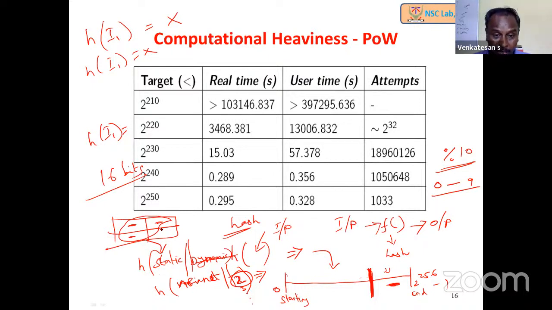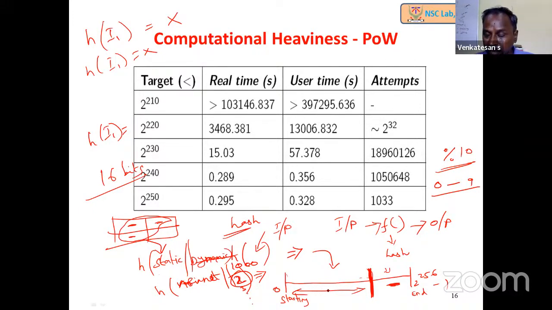And now this dynamic part is part of the block header. So what is going to be here? Let's say now, when I am changing my dynamic part, the value is, for example, 1000. With this, I solve the puzzle. That means the output comes in this range.